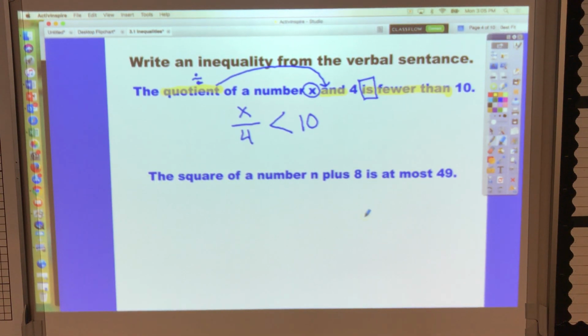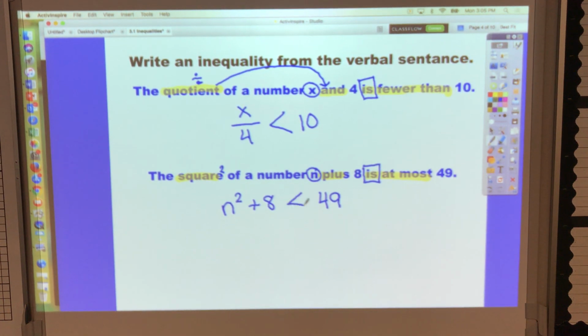The second one: the square of a number n plus 8 is at most 49. Keywords: square, plus, is at most. Here again, they told me to use n, and here's my word "is." The square of a number n plus 8. Remember, square means we have a power of 2, so we're taking n to the second power plus 8 is at most. That means the biggest it can be is 49.